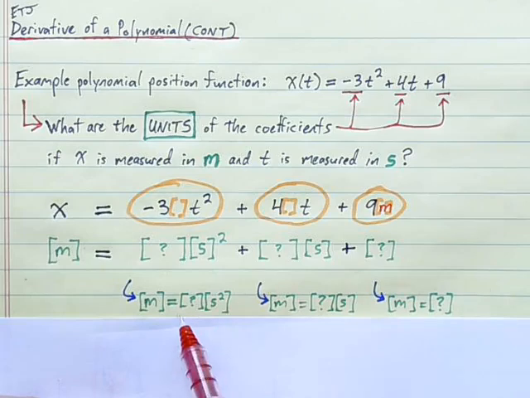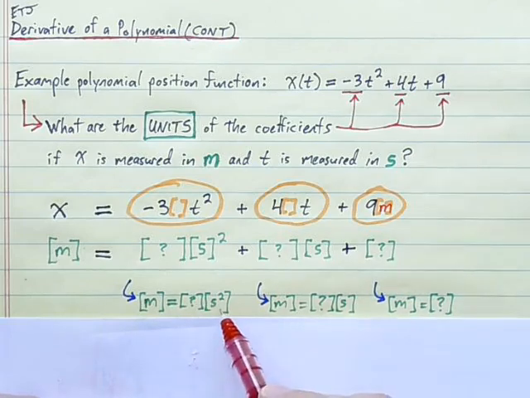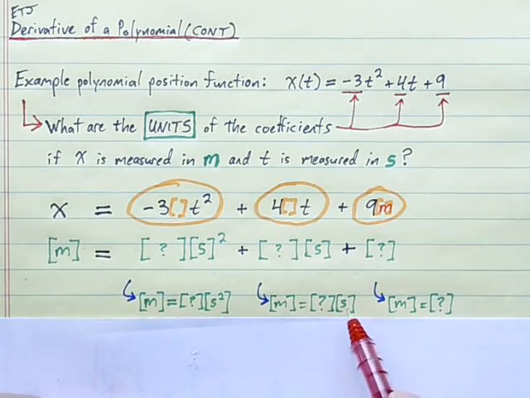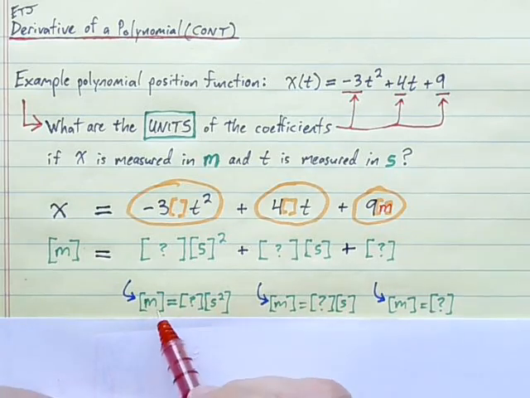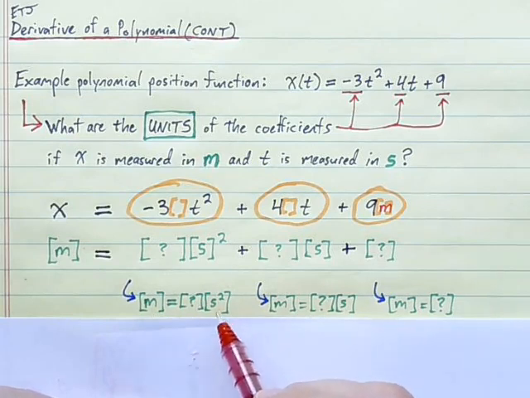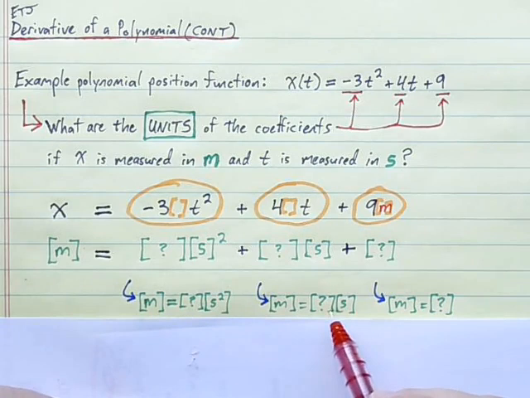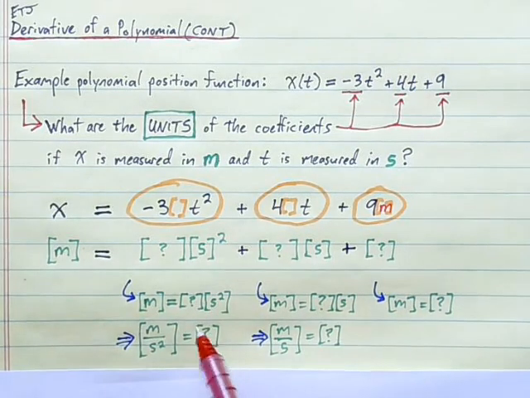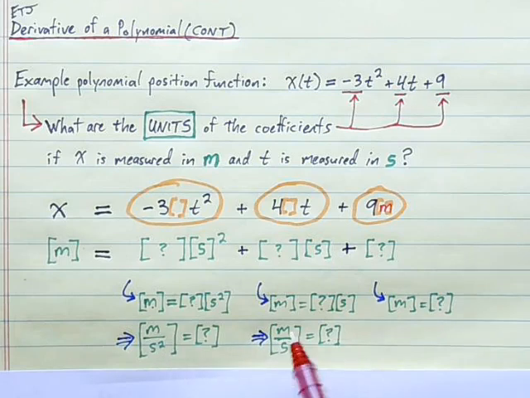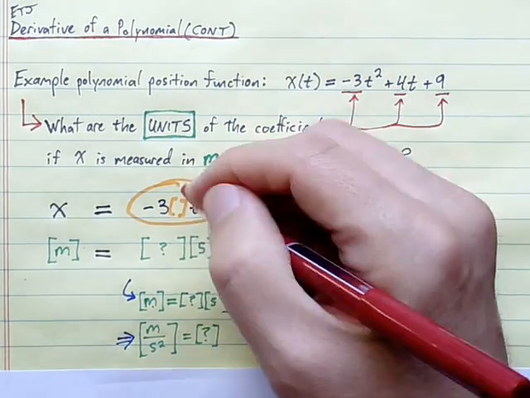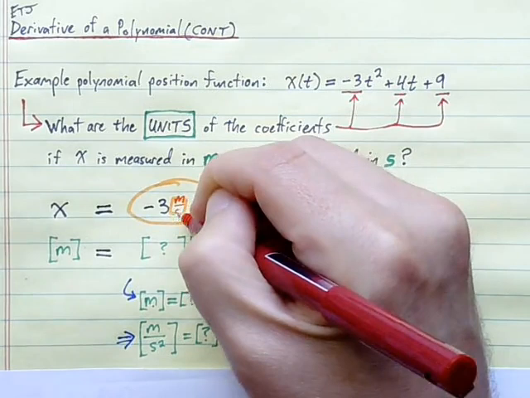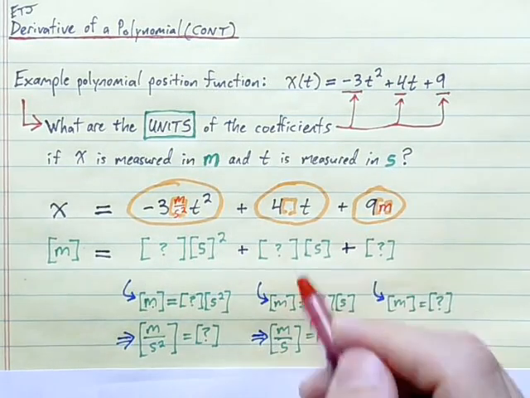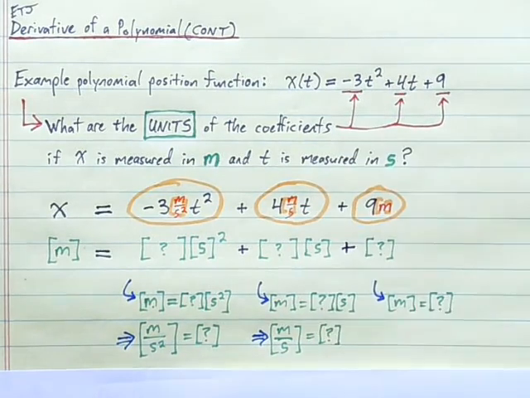But on these two, here we could just look at this equation and divide both sides by seconds squared. Here, look at both sides and divide both sides by seconds to get us this. The unknown unit here must be meters divided by seconds squared. And the unknown unit here must be meters divided by seconds. So attached to the -3 here, there must be a meters per second squared. And attached to the 4 here, there must have been a meters per second.